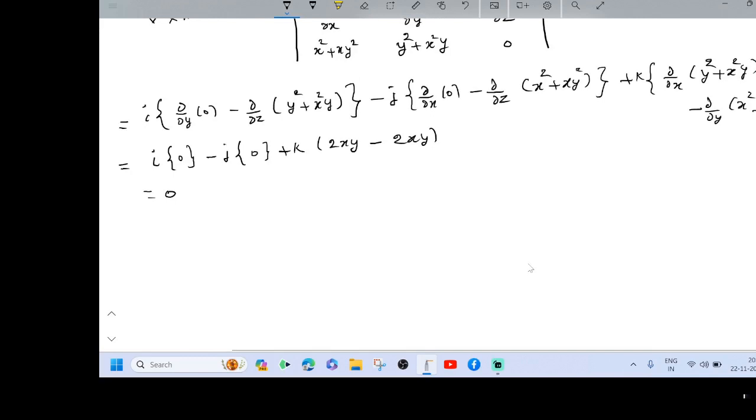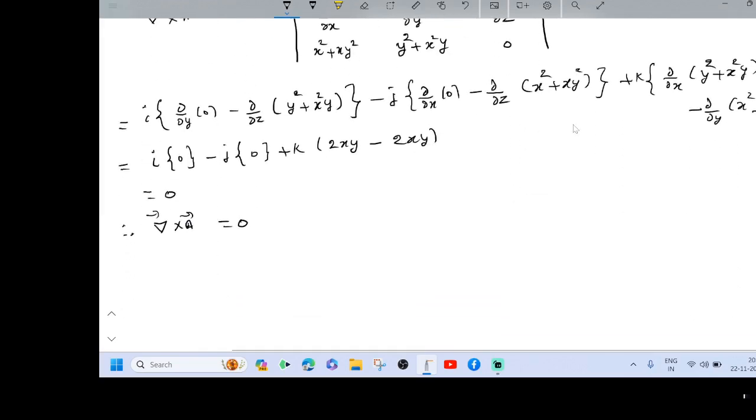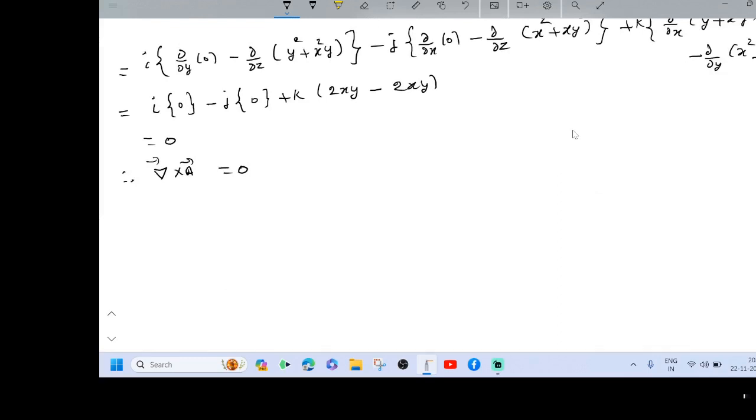Now we have proved that del cross A equal to 0. Then we may say A is irrotational. If A is irrotational, find scalar potential. A equal to grad phi, which is equal to i into ∂φ/∂x plus j into ∂φ/∂y plus k into ∂φ/∂z.